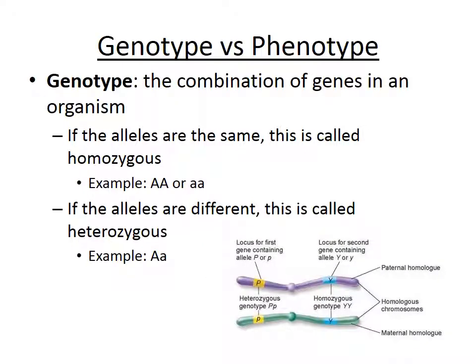The entire genotype is going to represent the combination of genes in an organism. If the alleles are the same, then we call this homozygous. So for example, if an individual has big A, big A, or little a, little a as their genotype for a particular trait, then we say that individual is homozygous for that trait. If the alleles are different, then this is called heterozygous. And heterozygous is always a big letter and a little letter. In other words, big A, little a, which means that they have one type of allele for that particular trait and then a different allele for that trait in the other homologous chromosome.